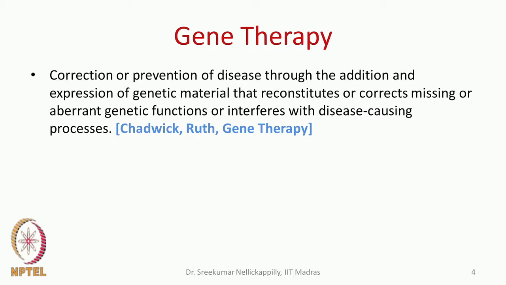So, this is trying not to define gene therapy, but to give an account of what gene therapy is, from Ruth Chadwick's article on gene therapy. It says that it is a correction or prevention of disease through the addition and expression of genetic material that reconstitutes or corrects missing or aberrant genetic functions or interferes with disease-causing processes. So, this account is trying to give a comprehensive picture of what gene therapy is.